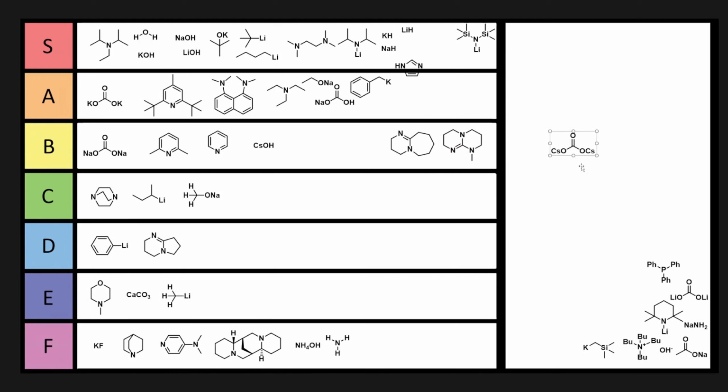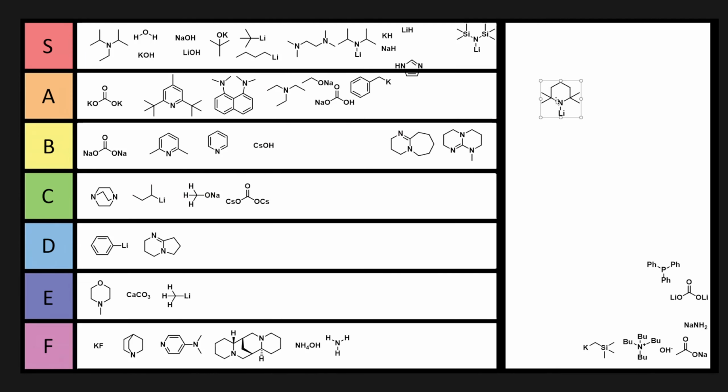Cesium carbonate, a little bit more expensive because cesium's not that common. It can be useful for specific transformations, and it could be superior to sodium and potassium. You'll occasionally see in a base screen, cesium or lithium carbonate will outperform the traditional alkali metals. Now, cesium carbonate has better solubility. Cesium salts in general tend to have better solubility in organics. So it's pretty cool, but it's a little bit obscure. So we're going to put it in C tier for cesium.